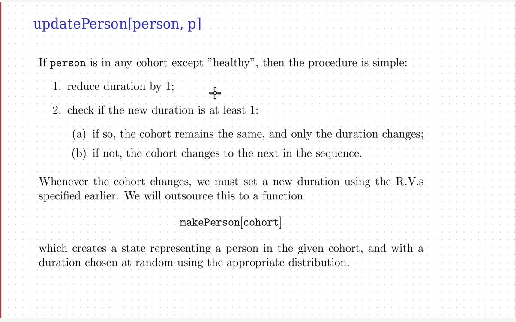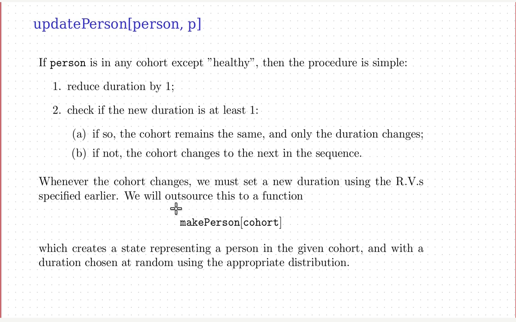However, if the duration had been 1 and now we reduced it to 0, that actually means that this person has reached the end of their time in that stage of the illness, and so now we have to change the cohort, or change the stage of the illness, right? So we go to the next one in the sequence, and then we also want to initialize the duration, the amount of time they're going to spend in that new cohort.